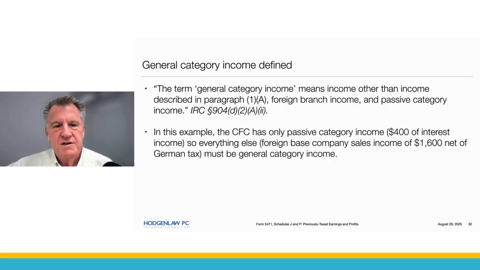And so in this example, we're not playing the 951(a) game because we want to keep it simple. We start with $2,000 of PTEP. We subtract the passive category income, 400. So whatever is left over, the 1,600, is going to be general income. And that goes on the general category Schedule J, or specifically to the PTEP account for general.